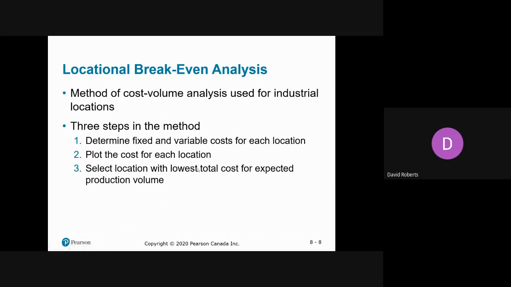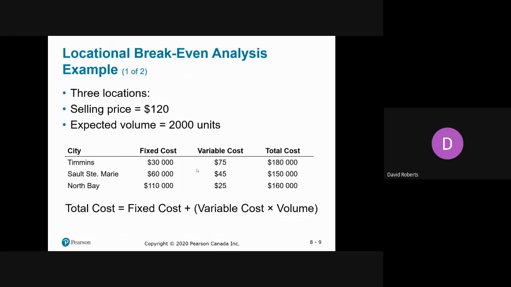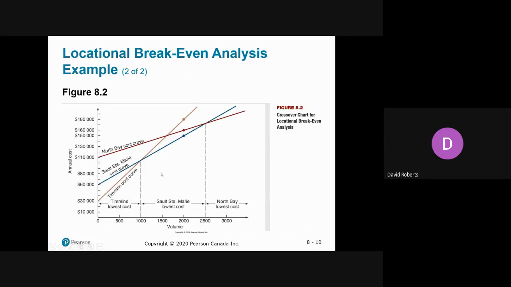So break-even analysis we've talked about earlier in the course, or depending which course you've taken. There will be fixed and variable costs. You want a lower break-even point. So you can see in this particular case, it depends on the volumes between North Bay, Sault Ste. Marie, and Timmins. At low volumes, Timmins is best. At a more intermediate volume, Sault Ste. Marie is best. And then at high volumes, North Bay is best above 2,500 units.